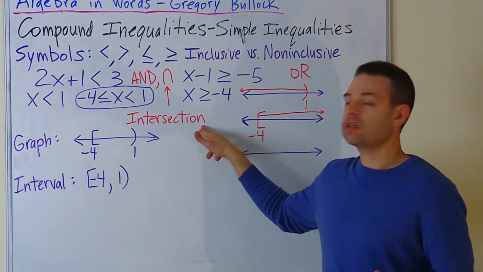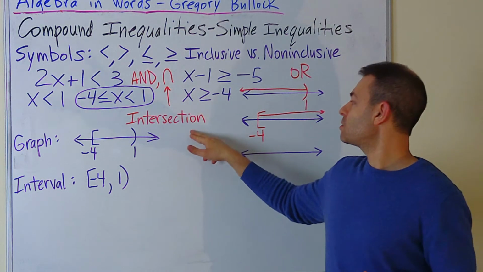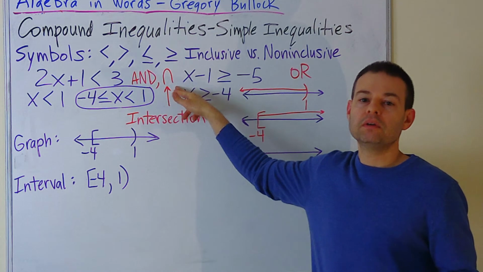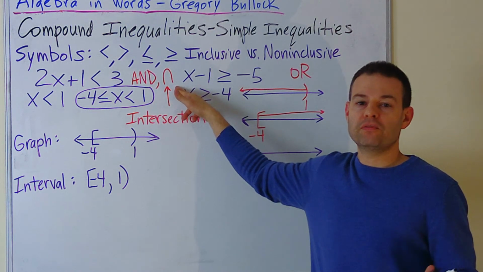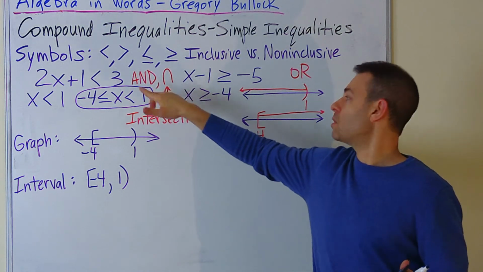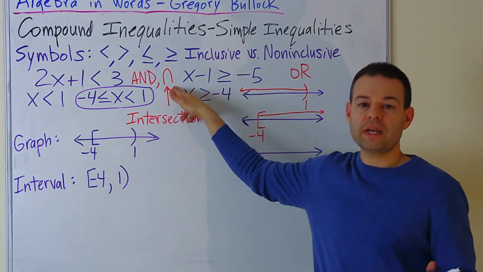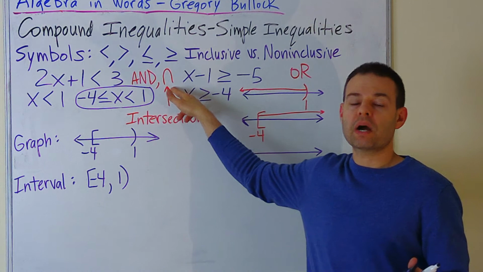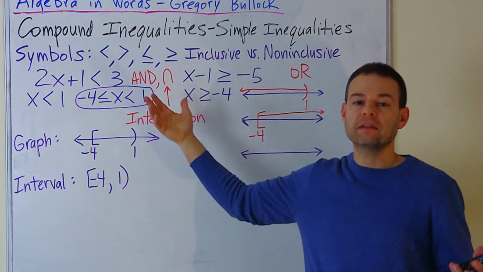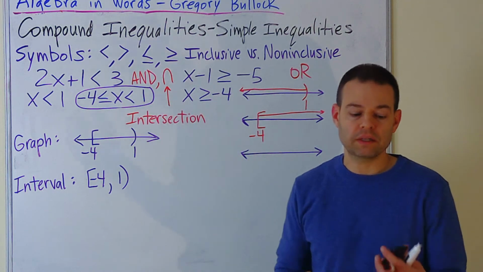And intersection is a key word because that's the word for this symbol, which looks like an upside down U. The upside down U is the symbol for intersection, which is really interchangeable with and. Sometimes you'll use this symbol to report an answer. Sometimes you'll see this in a problem that is showing combining or and of two inequalities.